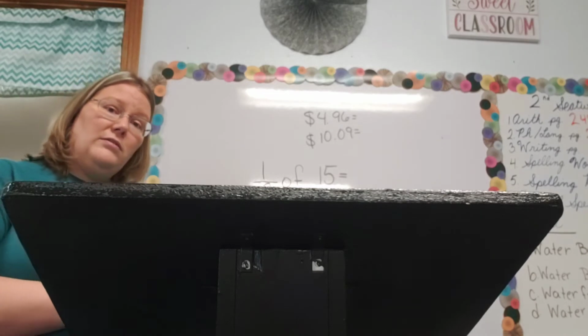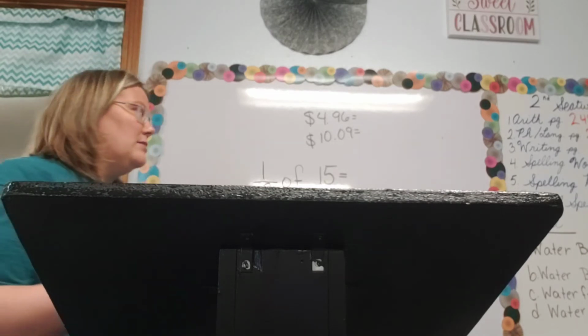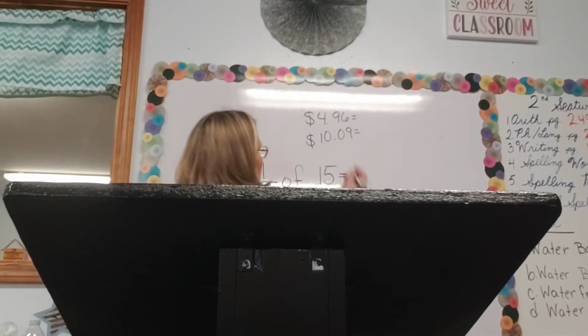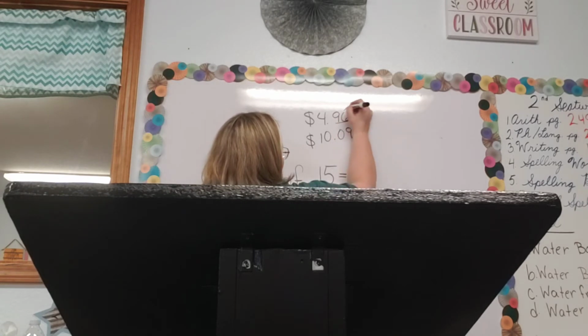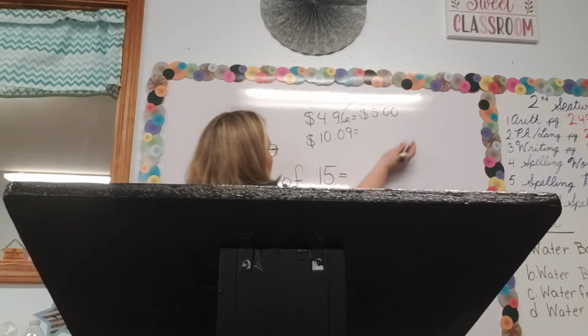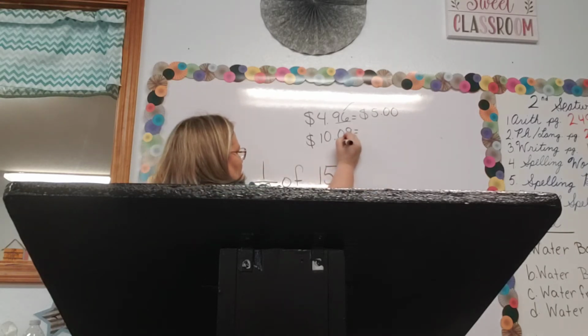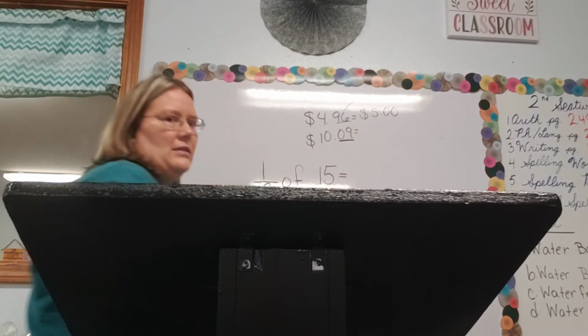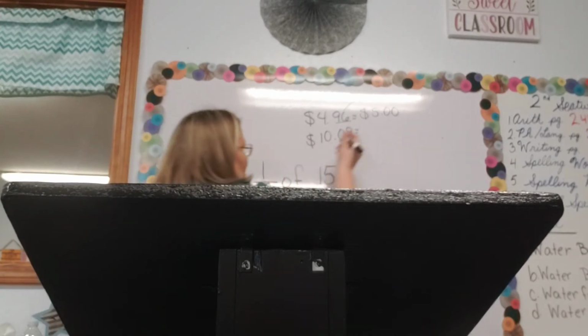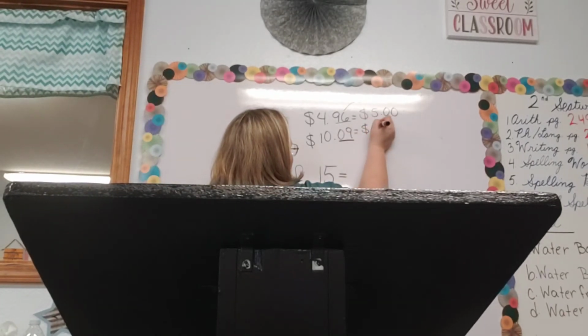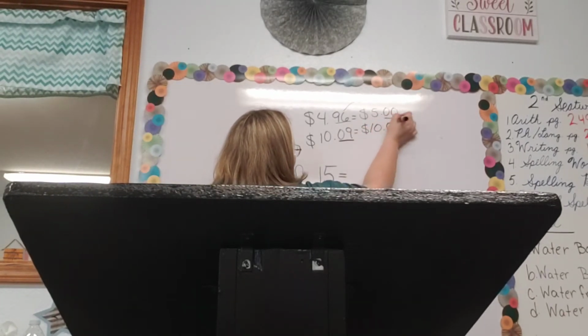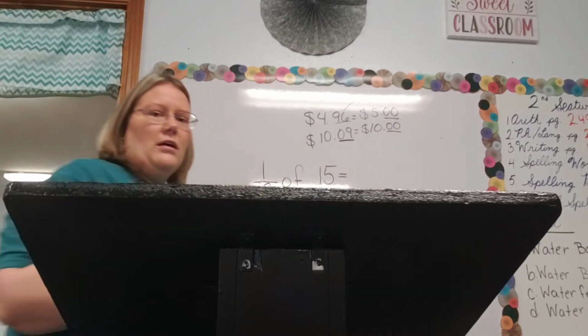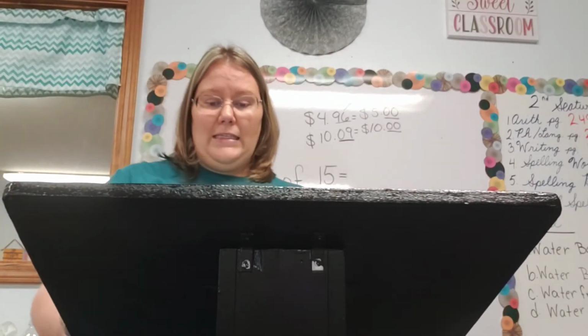When we have rounded dollars, that means we have no cents. So $4.96 is going to round, look at your 96, it's going to round up. So it's going to round up to $5. But if you have $10.09, you're going to look at your 9 cents. 9 is going to round down to just $10. And like I just said, when you've rounded to the nearest dollar, you have no cents.